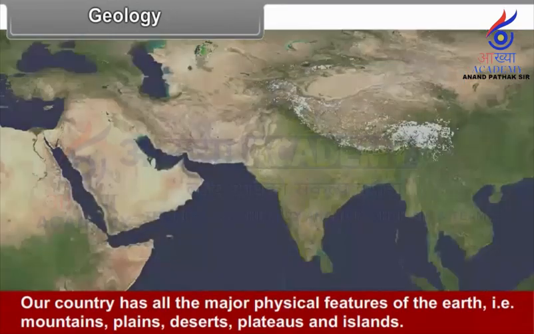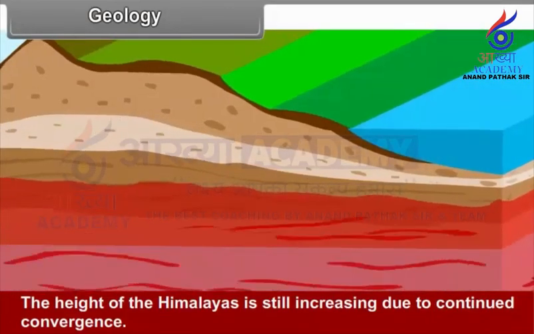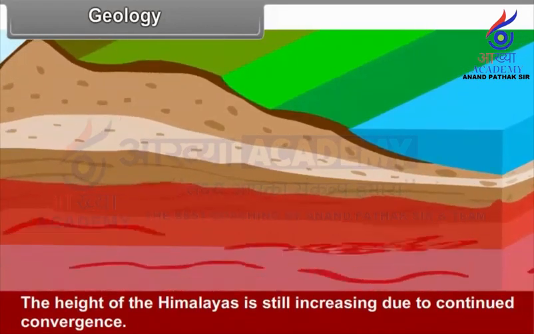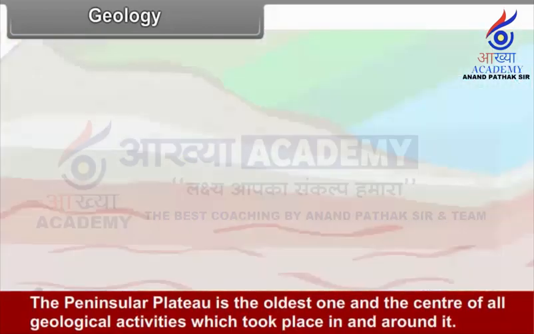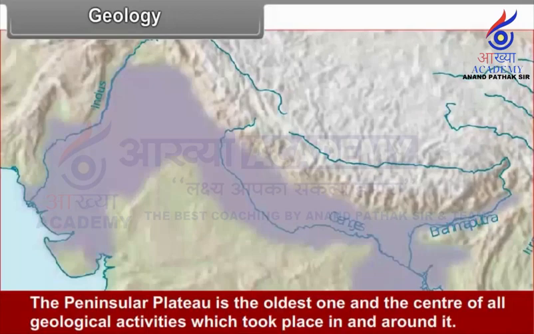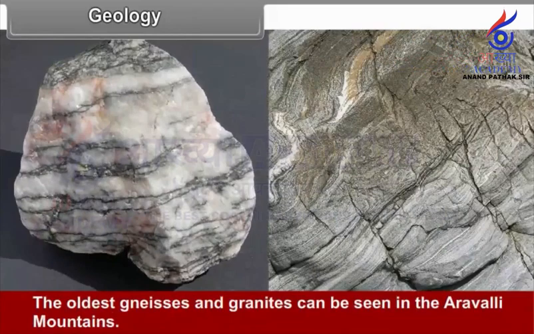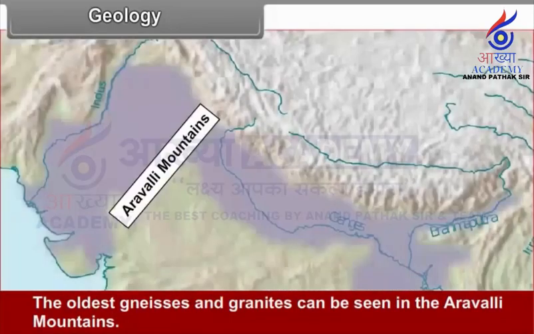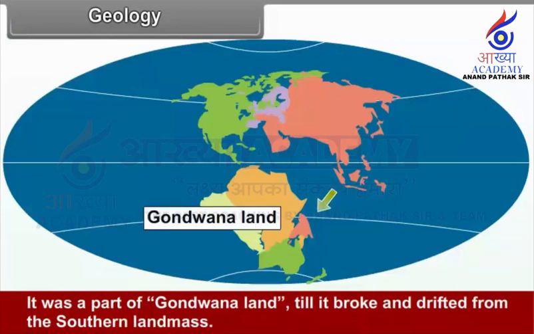plateaus, and islands. The height of the Himalayas is still increasing due to continued convergence. The Peninsular Plateau is the oldest one and the center of all geological activities which took place in and around it. The oldest gneiss and granites can be seen in the Aravalli Mountains. It was a part of Gondwana land till it broke and drifted from the southern landmasses.